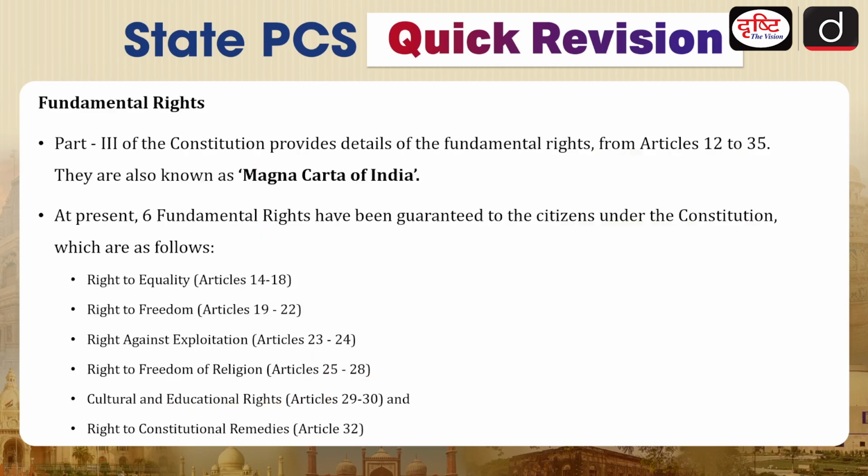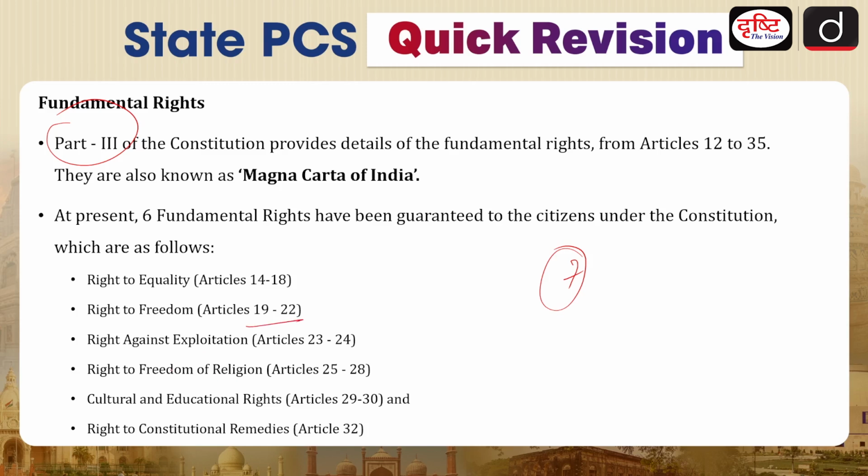Now moving further, we'll be talking about the fundamental rights. As I told you, it is given in part 3 of the constitution, and they are considered the Magna Carta of India. At present there are 6 fundamental rights. Earlier there used to be 7. One of them has been removed, that is right to property. Right now we have 6, that is right to equality, which is given under article 14 to 18. Right to freedom, that is given under article 19 to 22.